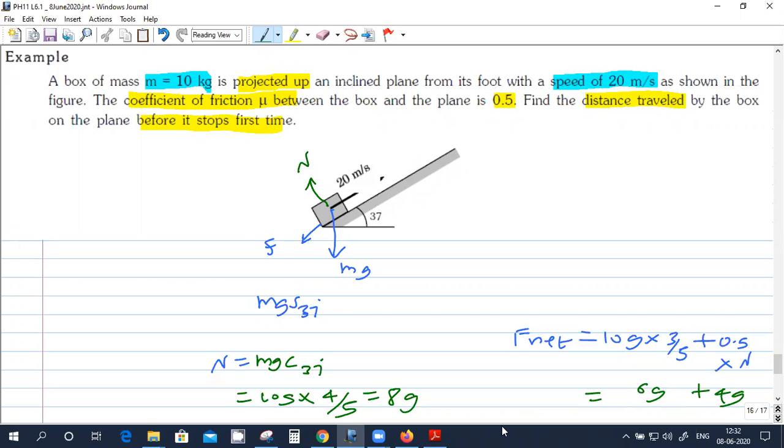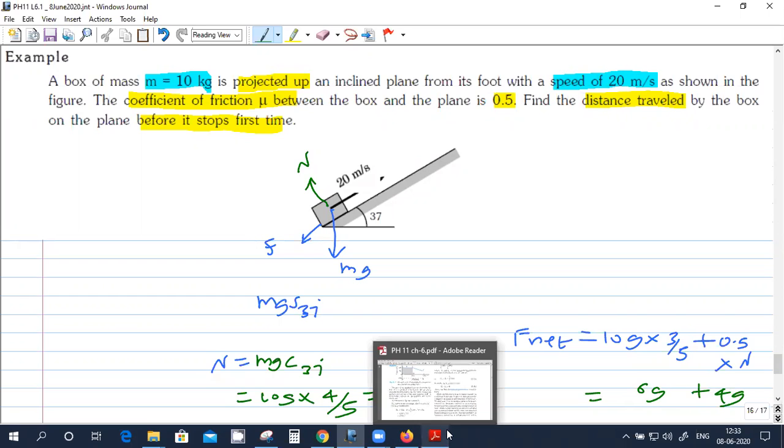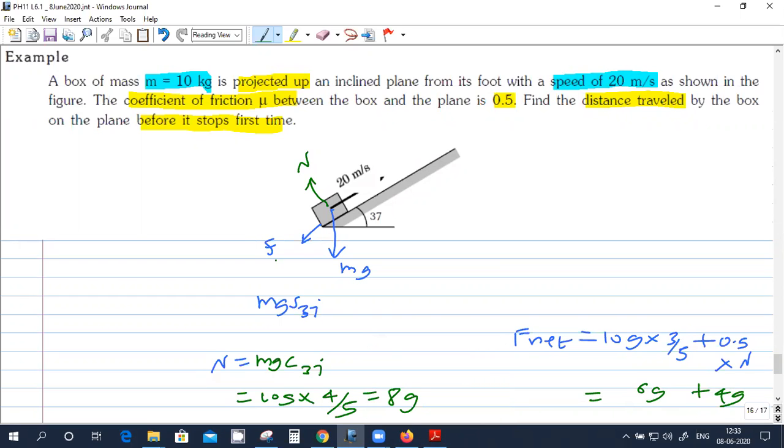So now how will you find the distance it travels before it stops? We got the force, and force is equal to mass into acceleration. So you can get the acceleration. F net 10G divided by the mass. Mass is 10. So acceleration is G. So from there, how will you find the distance traveled before it stops?